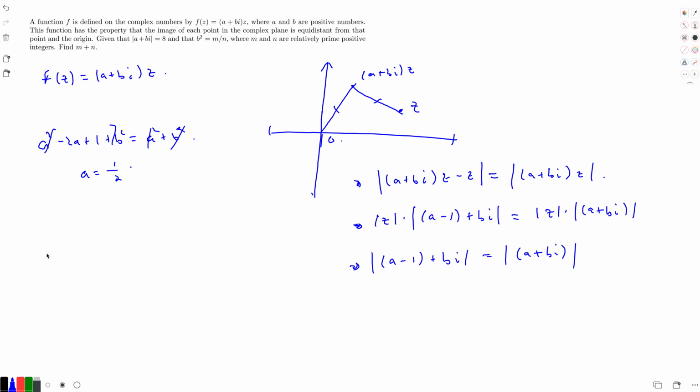That's great. Now we have a is equal to 1/2, and we can easily find b squared. We know the complex number is of the form 1/2 plus bi, and we know this modulus will be equal to 8. So if we square this, we get 1/4 plus b squared equals 64. Solving gives us b squared is equal to 256 minus 1, which is 255 over 4. We have solved for b squared. They are relatively prime and positive, so our answer is 259. And we are done.